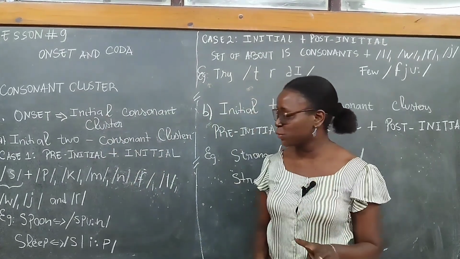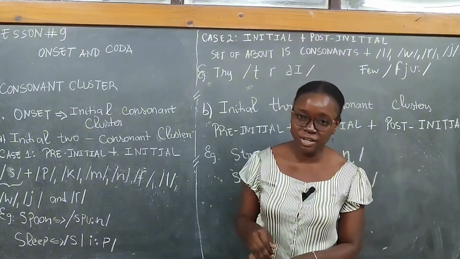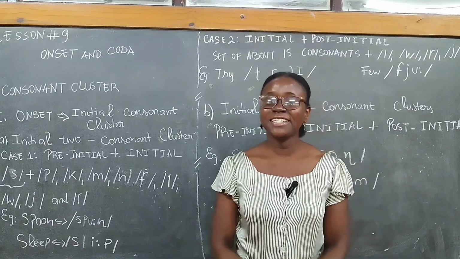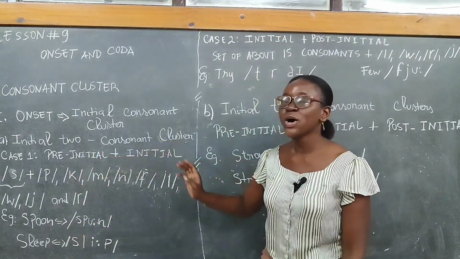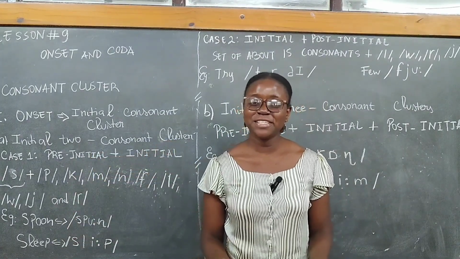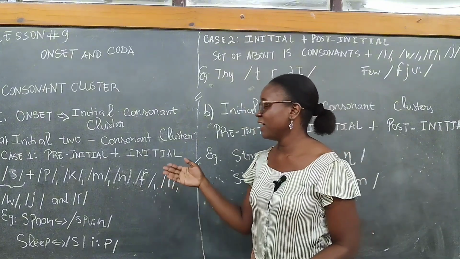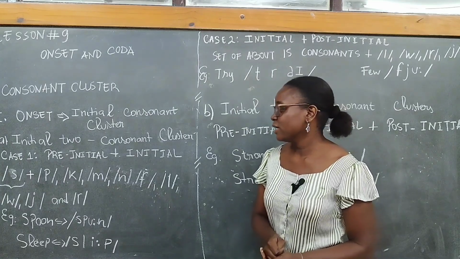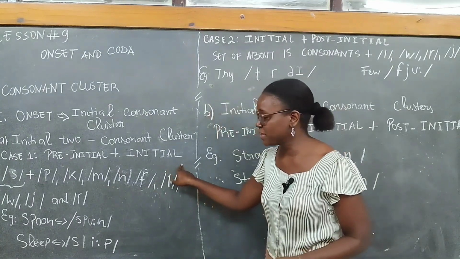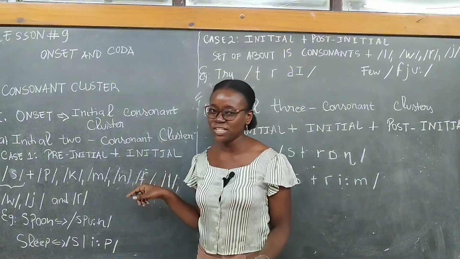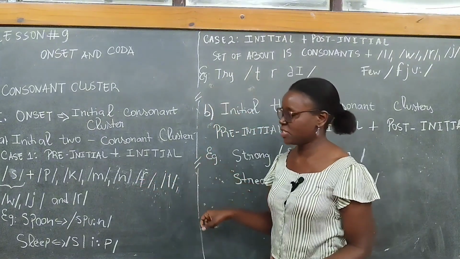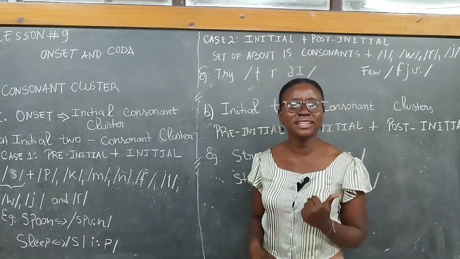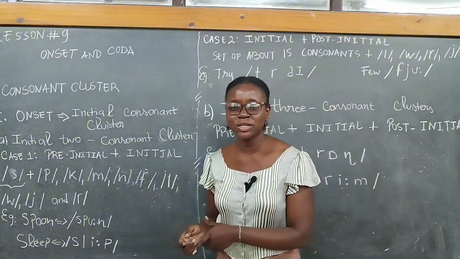And we have 2 groups, and those groups are divided into other small groups. The first group is the initial 2 consonant cluster. Why initial 2? It's obviously because we find 2 consonant sounds at the beginning of that word. And the first case that we find in this group is where we have a pre-initial consonant and an initial consonant. So in what cases do we find a pre-initial and an initial consonant?